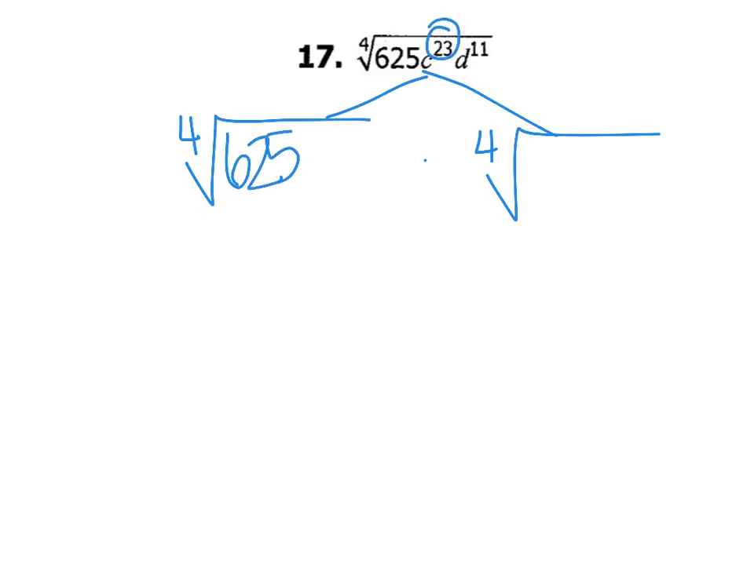C to the 23rd. 23 is not a multiple of 4, but 20 is. That's as close as we can get to 23 and still be a multiple of 4. So let's say C to the 20th, and we have 3 C's left over, so we'll put them on the other side. Then we've got D to the 11th. 11 is not a multiple of 4, but 8 is as close as we can get, so let's put D to the 8th over here, and we've got 3 D's left over, so we'll put them over there.